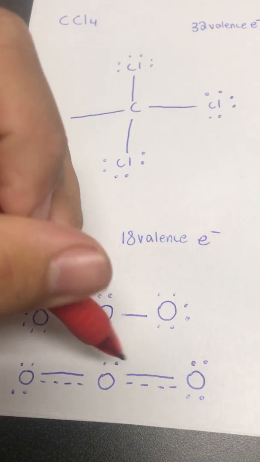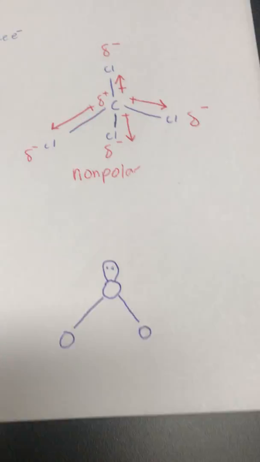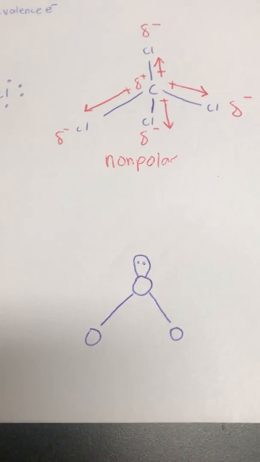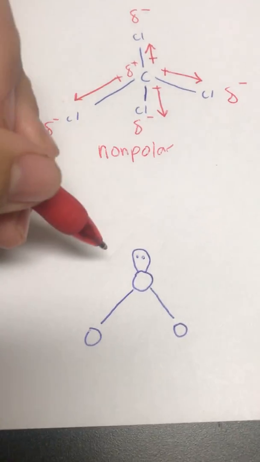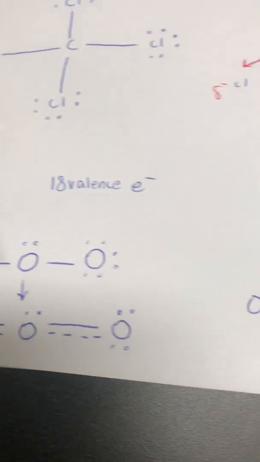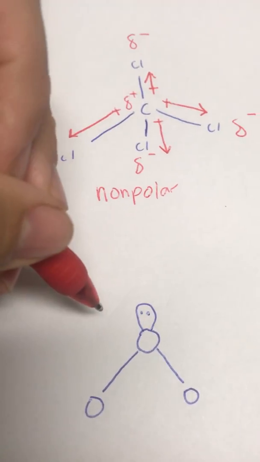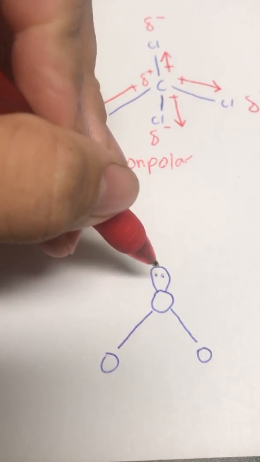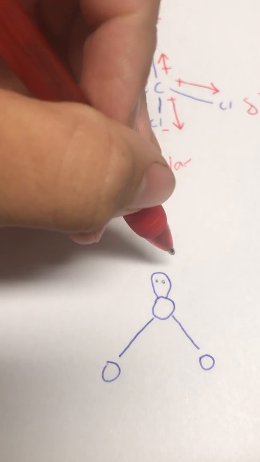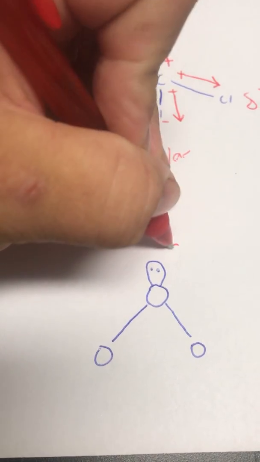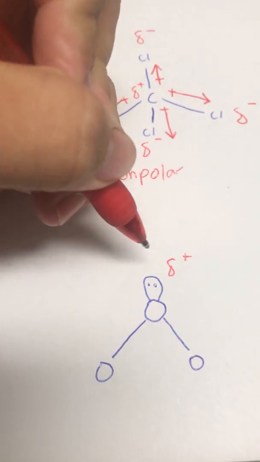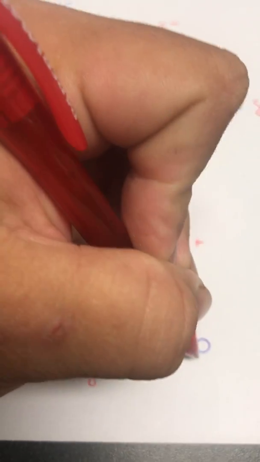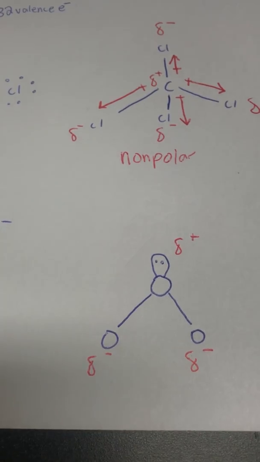So we have 1, 2, 3 domains. So our domain geometry is going to be trigonal planar. However, because one of those domains is a non-bonding pair, as you can see here, the molecular geometry will be bent. We have this non-bonding pair here. Because of this non-bonding pair, the central atom will have a very small partial positive charge, and the 2 outside atoms will have partial negative charges.